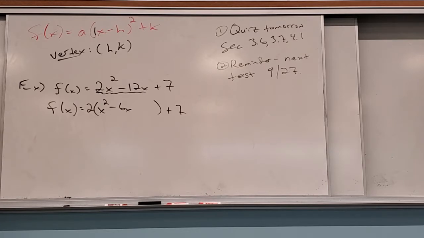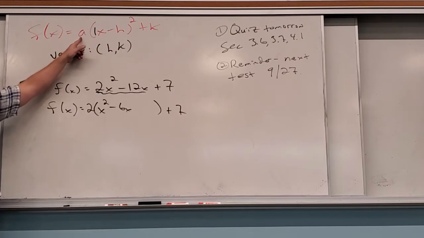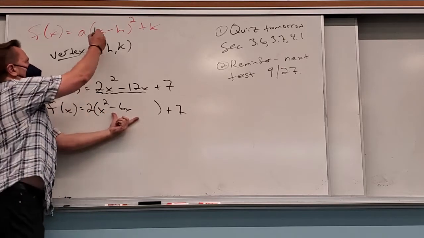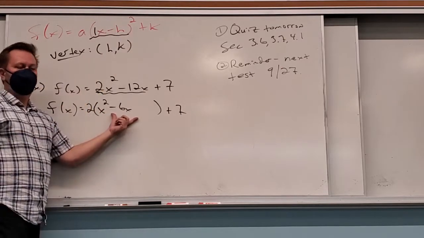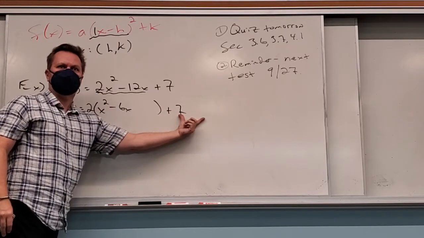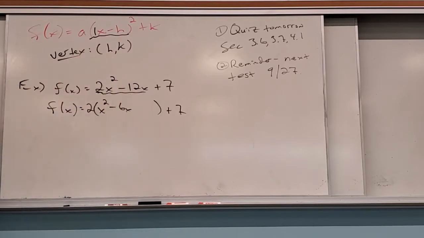Okay. So again, doesn't it already start to look more like this? What's A? I already know what A is. 2. This is eventually going to look like this, right? And then whatever number ends up out here, it's 7 at the moment, but there's going to be more stuff happening in a second. That's going to be my K piece, my Y piece of the vertex. So it's already looking more like what it's supposed to.